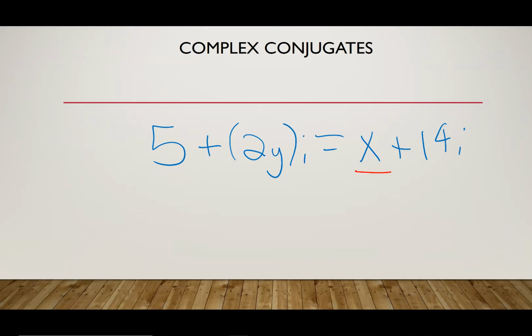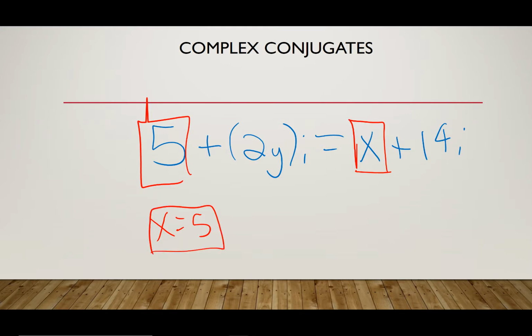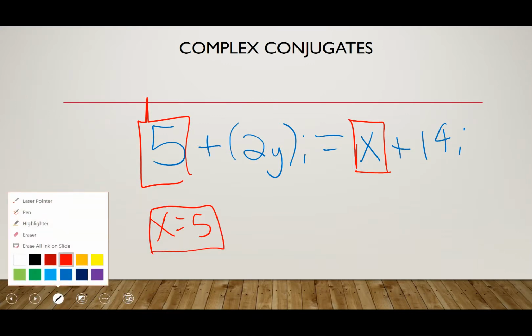So x, that's my real part. That real part has to be the same as this real part. So x has to be equal to 5. And I would solve that if I had an equation, but that is the answer. X would have to be 5. Now let's focus on the y part.